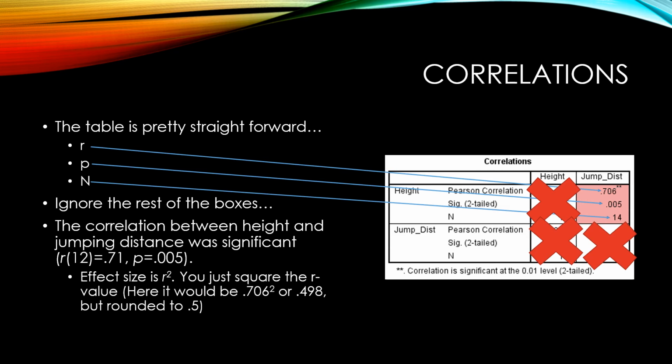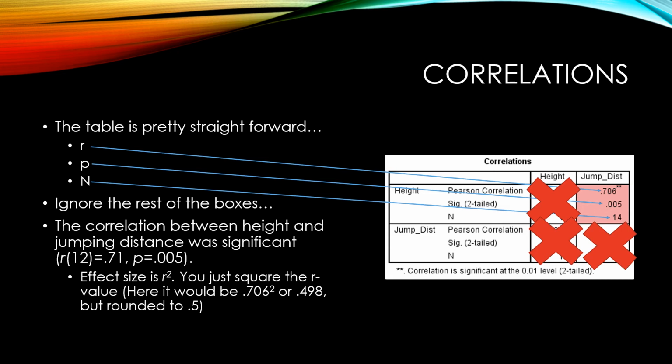So an example of how to put this into your results section is given here. The p-value that it gives is 0.005. I would just copy that exactly how it's given. You could round it to 0.01, but I think it's better to do it this way. And then effect size for R is super simple to calculate. You just square the R value.